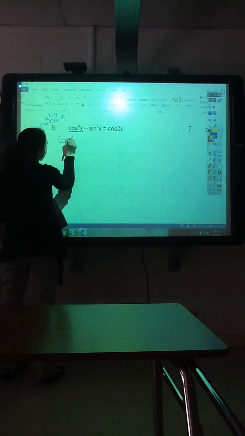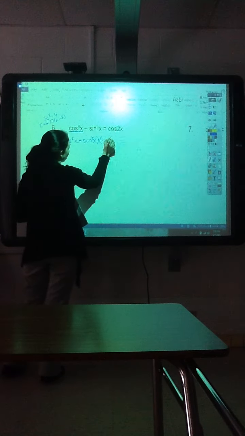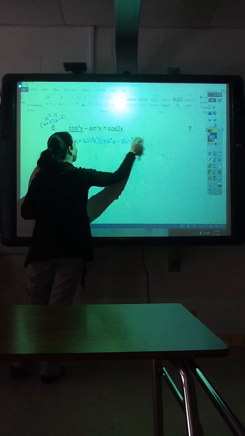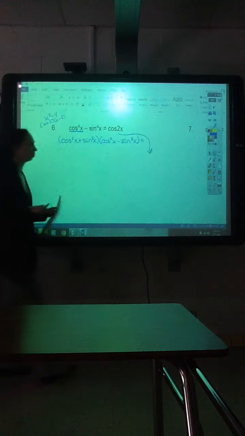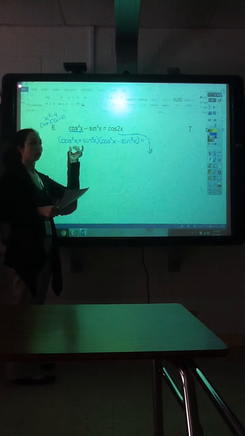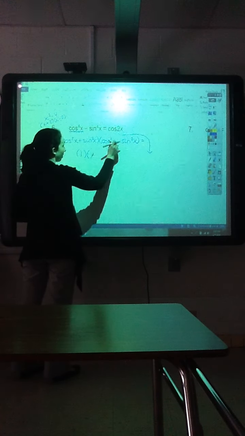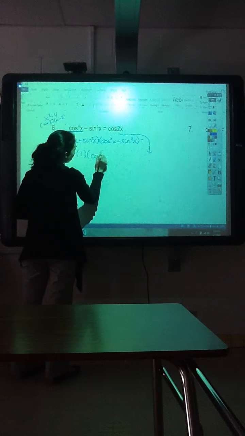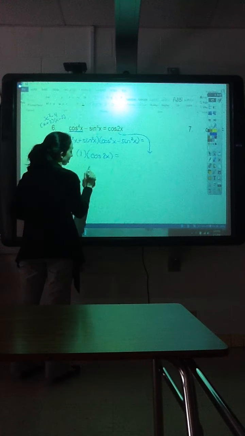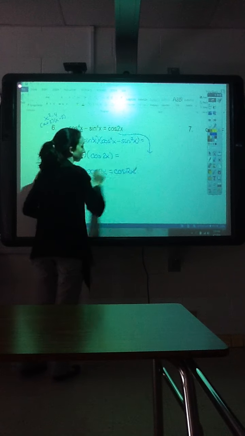It's going to be cosine squared plus sine squared, and then cosine squared minus sine squared. Again, this side just comes down. Now, from this, that's 1. Cosine squared plus sine squared is 1. And that is the cosine double angle formula. So then from there, you just have that your cosine of 2x is equal to the cosine of 2x, and you're finished with your proof.